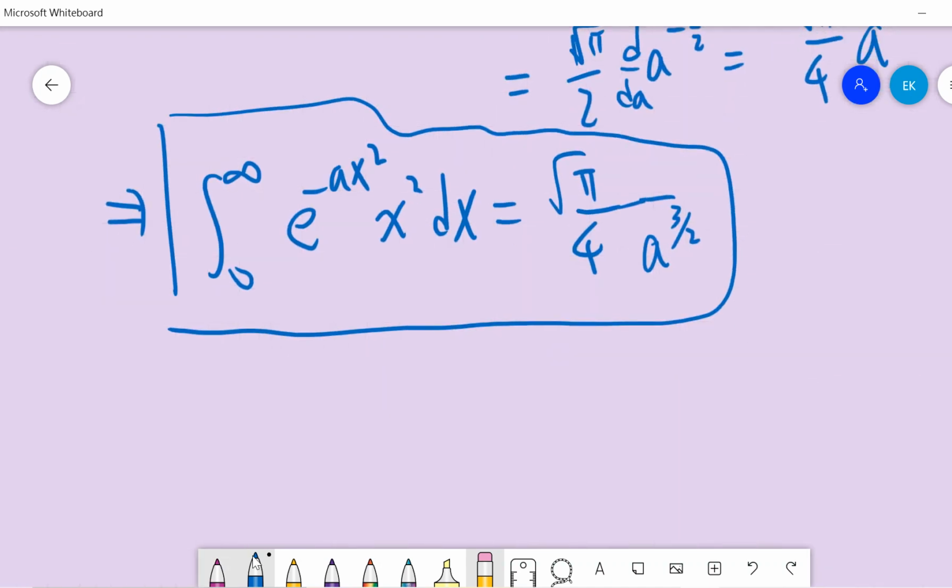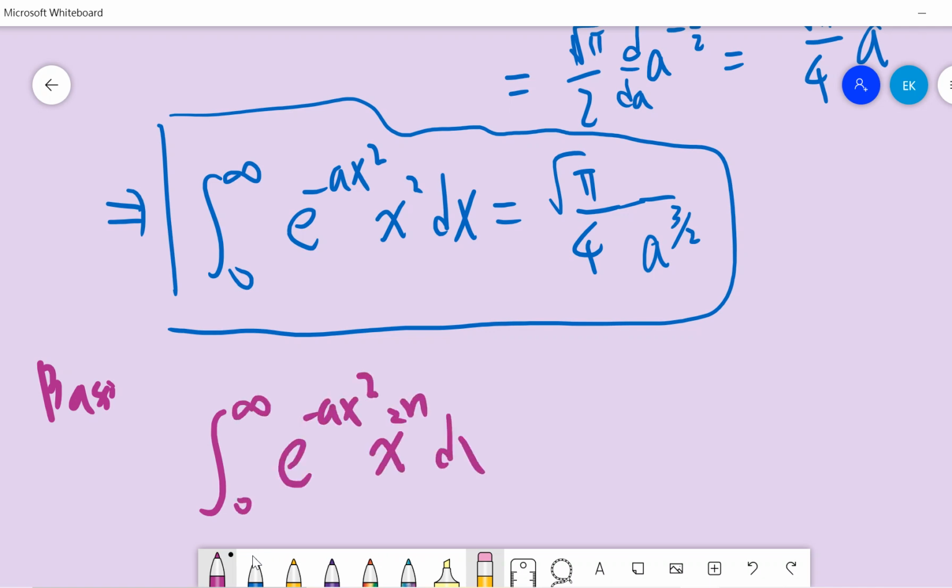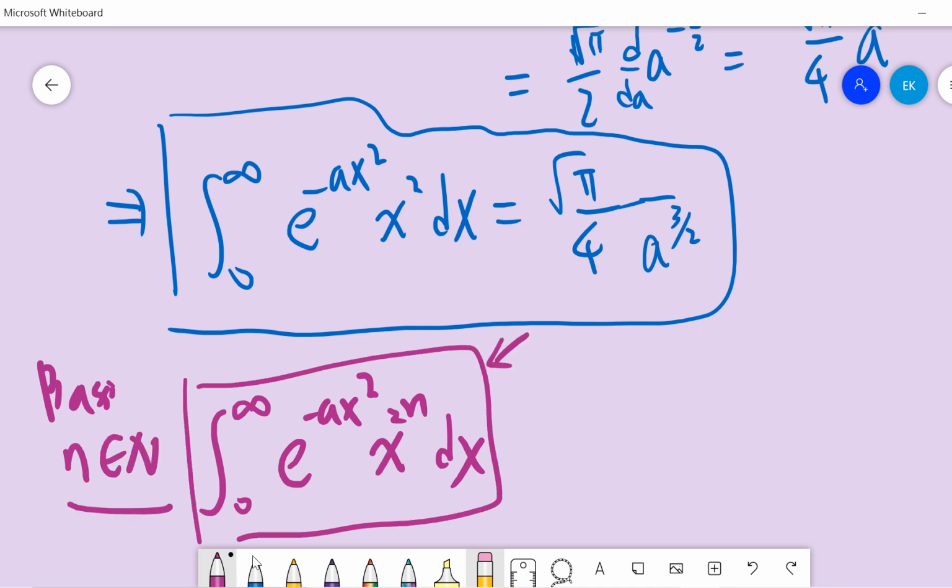Basically, you can use this method to get the standard result. If n is an integer, you can calculate this integral by just differentiating with respect to a repeatedly, and you can get an answer. So I leave this as an exercise for you guys.